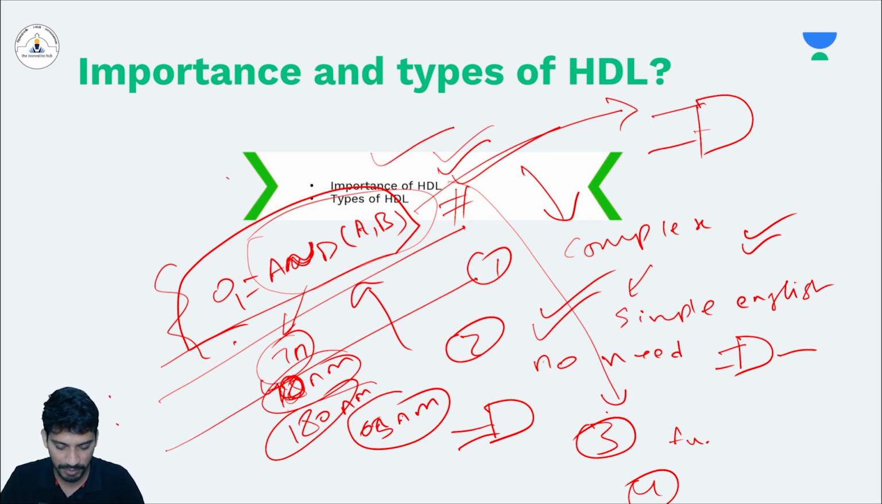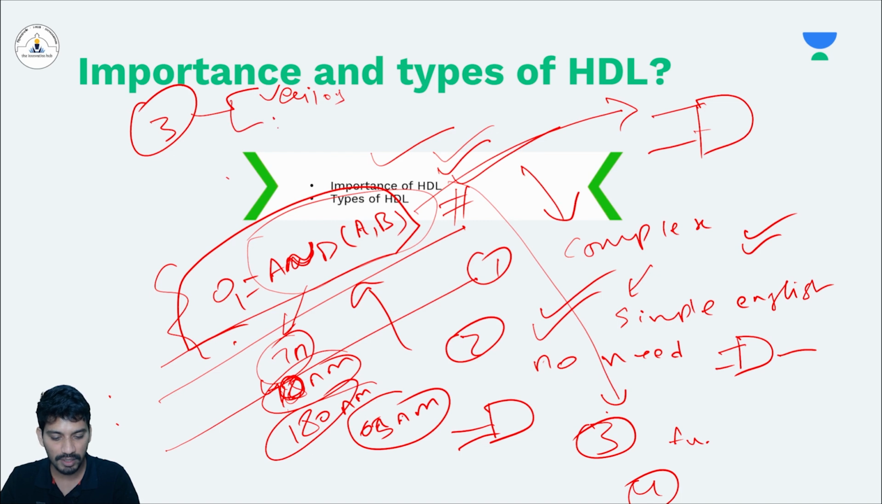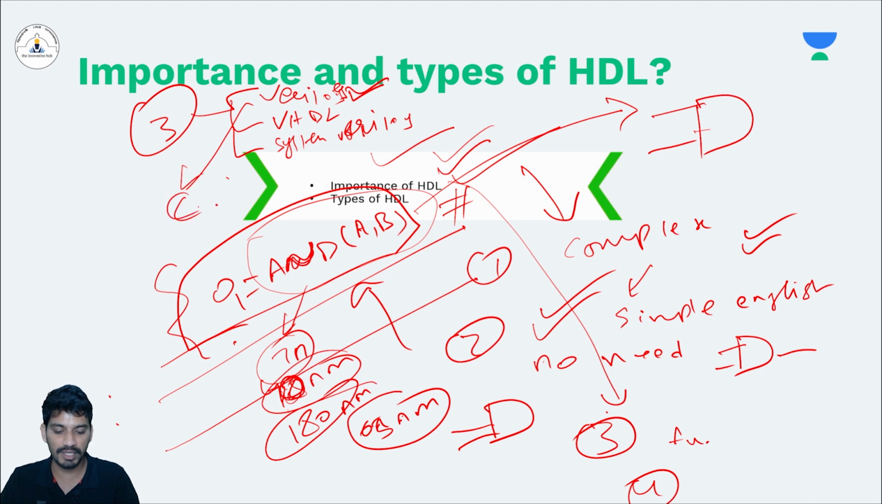And what are the different types of HDLs that are available? There are basically three types of HDLs. One is Verilog, the second one is VHDL, and the third one is SystemVerilog. In this course, we are choosing Verilog because, as I explained, Verilog is very similar to C language, and the syntax of Verilog is very simple compared to these two, and it will do all the tasks that are doable in these two. So in the future slides, I will explain what the purpose of Verilog is and how to use Verilog to design digital logic circuits.